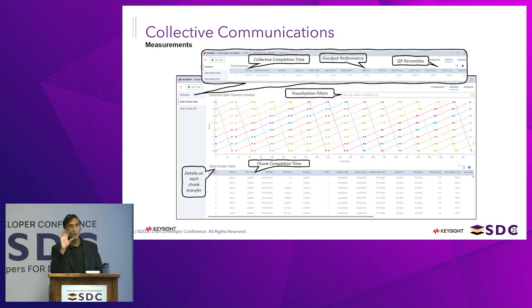But if you don't do that, you won't be able to identify that one node or one link or whatever that's going to slow the whole thing down, right? So this becomes very important.